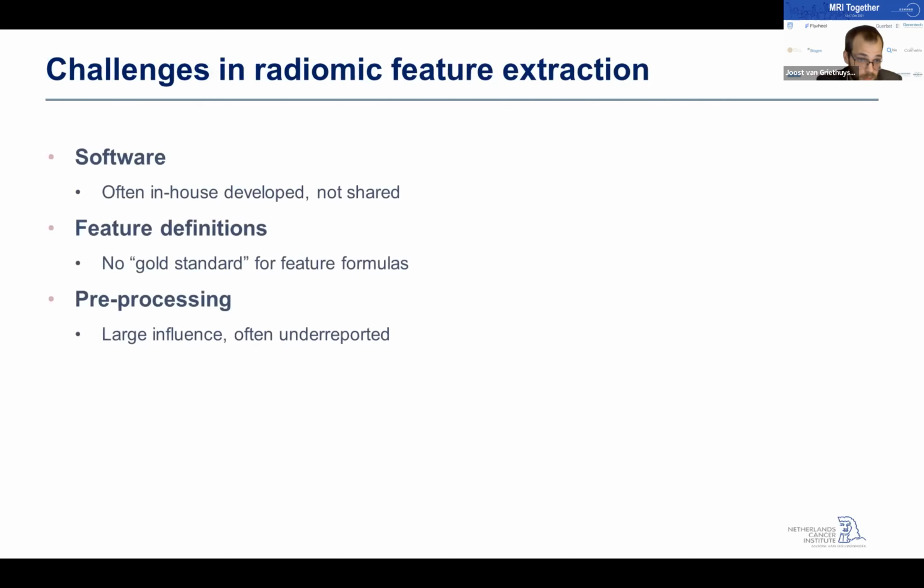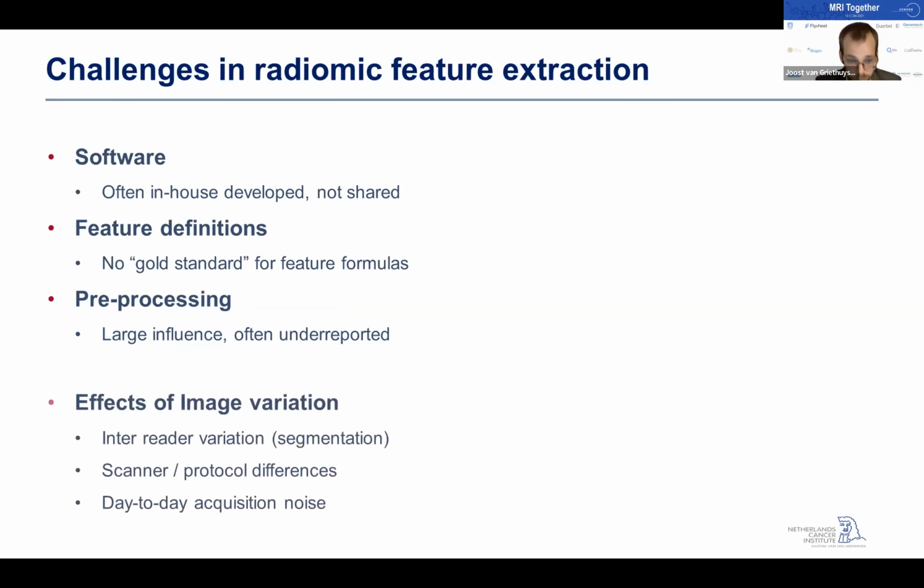So the challenges. The first part, of course, is the software, which several years ago was mainly in-house developed and not shared. So papers were not that reproducible. And the second thing, the feature definitions, so no gold standard. There are several features that have predefined mathematical standards, but again, the implementations differ slightly, leading to very different results. And as I've shown, the pre-processing is also a very large influence, but still often underreported.